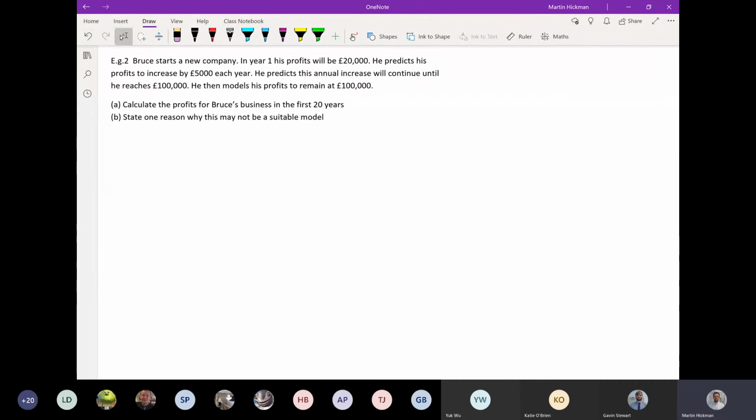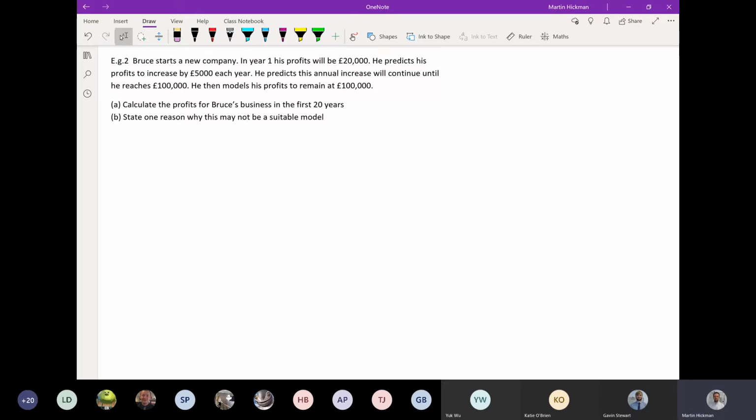Now, example 2, this is going to be a little bit of a longer example. Bruce starts a new company. In year 1, his profits will be £20,000. He predicts the profits to increase by £5,000 each year. He predicts this annual increase will continue until he reaches £100,000. He then models his profits to remain at £100,000.